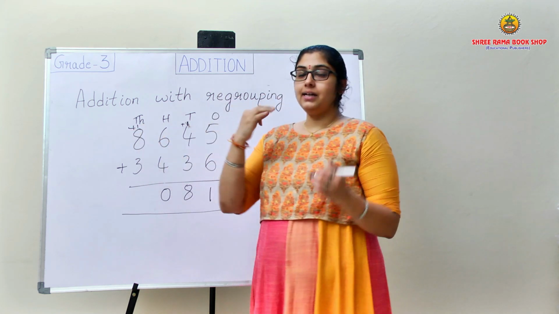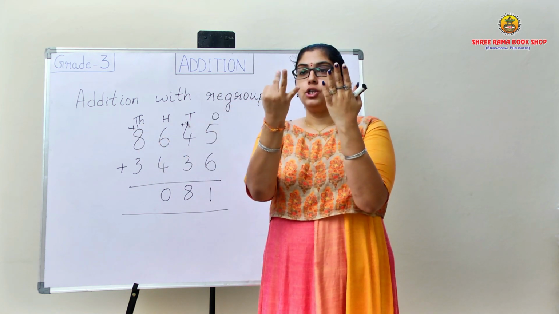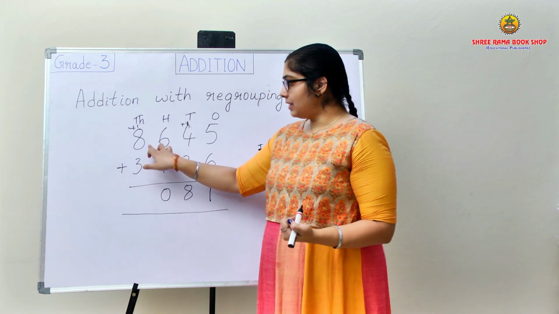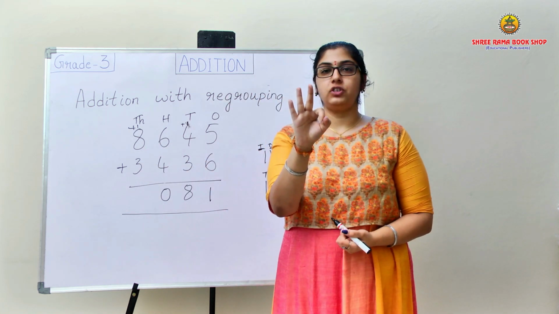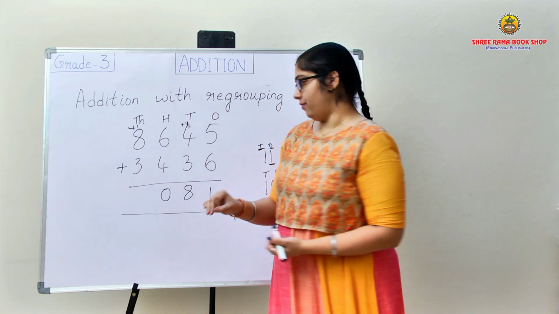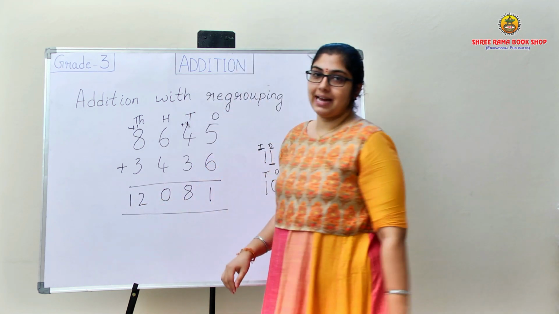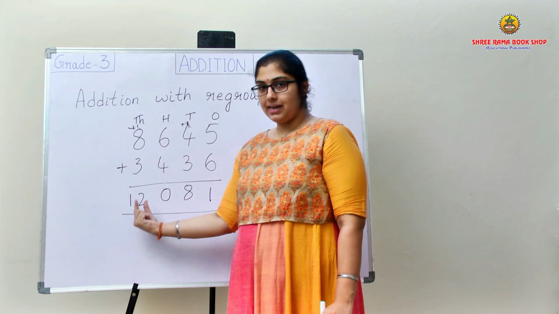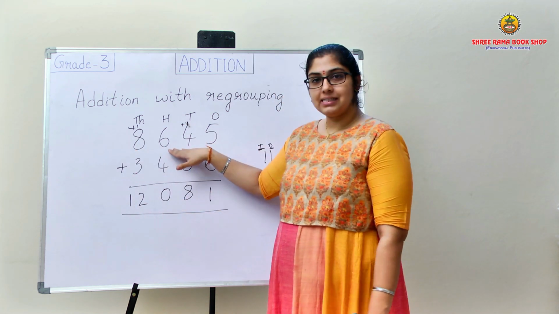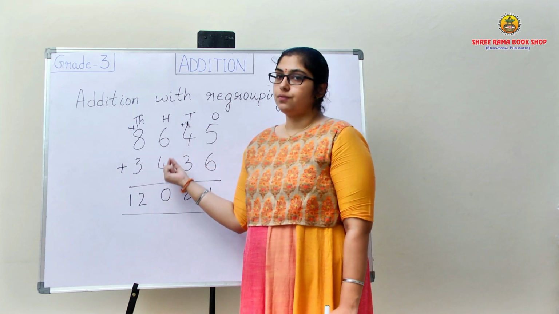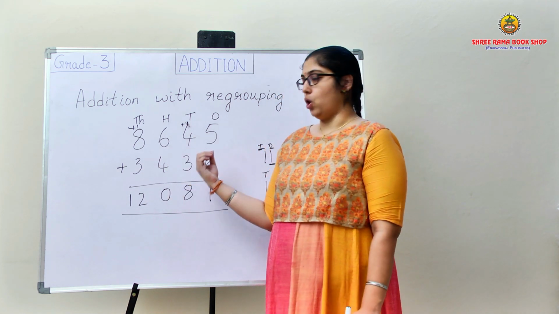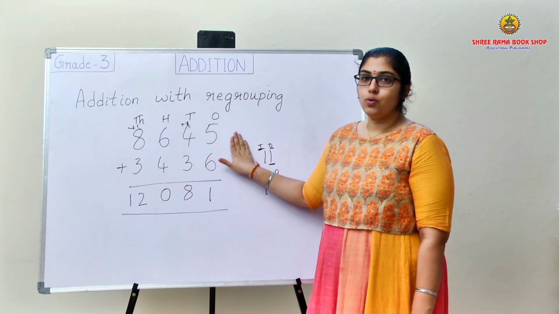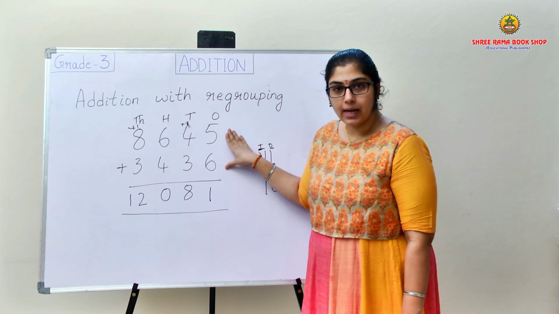So 1 in the mind, 8 on fingers. After 1, 2, 3, 4, 5, 6, 7, 8, 9. 9 in the mind, 3 on fingers. After 9, 10, 11, 12. So 12 I am writing as it is because there is no other place value to carry the digit. So when I add 8645 to 3436, I get the sum as 12,081. So this is how you add with regrouping when only 2 numbers are there.